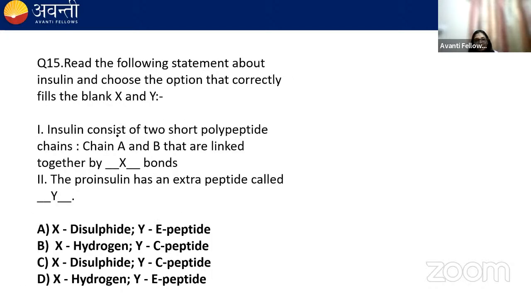Moving to the next one, read the following statement about insulin and choose the option that correctly fills the blanks, that is X and Y. So insulin consists of two short polypeptide chains, that is chain A and chain B, that are linked together by the bond. You have to name the bond. And the proinsulin has an extra peptide called, you have to name that extra peptide. Let me draw quickly because we are running out of time.